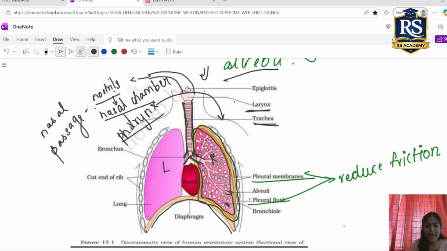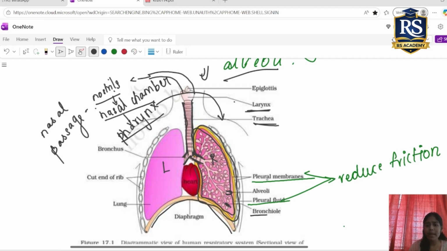And now we have seen what bronchioles are. This part is called the bronchioles. And then what is bronchus? Bronchus is nothing but the division of the trachea into primary and secondary branches. And now what is alveoli? Alveoli are the terminal bronchioles.